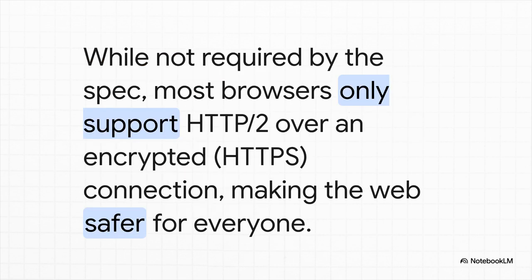But HTTP/2 wasn't just about speed. It was also a massive win for security. And here's a cool little fact. The official rulebook didn't actually require encryption. But all the big players, Google, Mozilla, Apple, they all basically said, you know what? We're only going to support this new protocol if it's running over a secure, encrypted HTTPS connection. And just like that, they made the entire web a whole lot safer, pretty much by default.